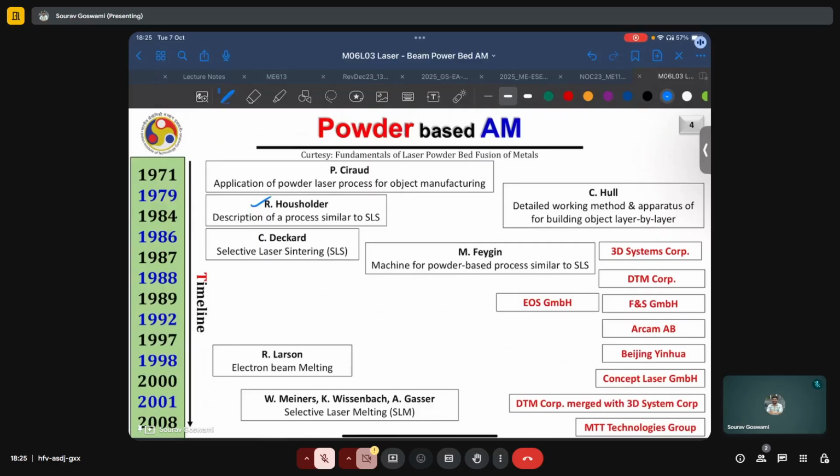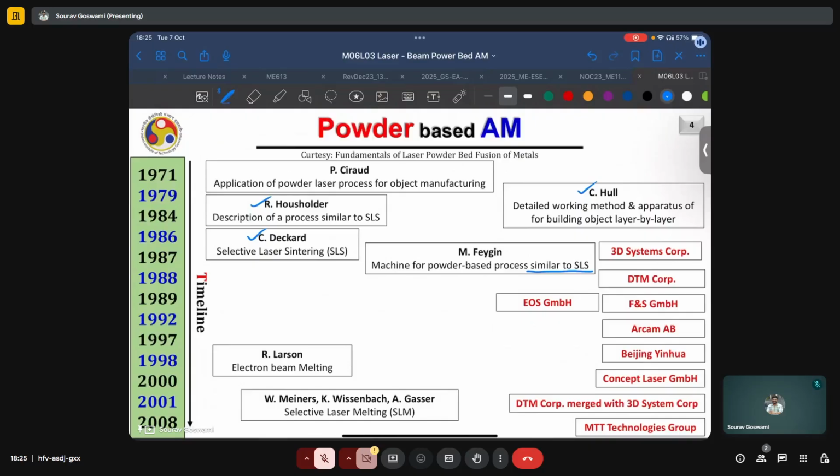Also, his contemporary C. Hull proposed a detailed working method and apparatus for building objects layer by layer, which we today know as the classic definition of additive manufacturing. In the late 80s, Deckard showed the first working prototype or commercial machine of a selective laser sintering process. Later, Fagan produced a machine for a powder-based process similar to SLS, but not quite the same. And it was also around this time that the famous 3D printing company called 3D Systems Corporation was founded.